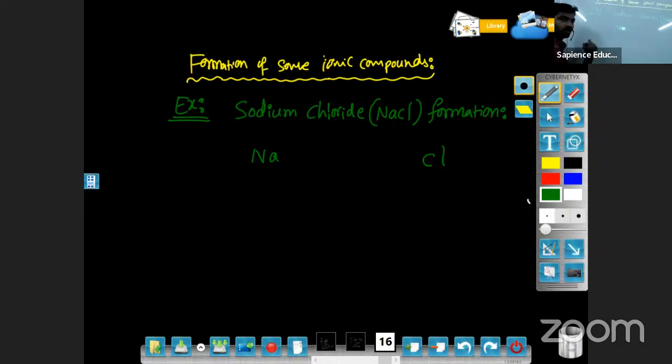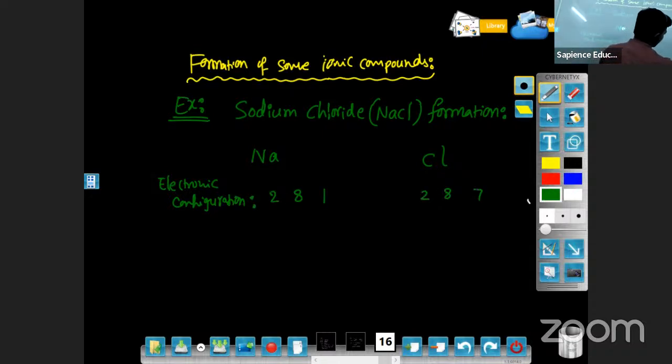Here write electronic configurations. Sodium is 2 8 1, chlorine is 2 8 7. Now I am showing an arrow mark. Look, this one electron is given to chlorine. So the electron is going here. Sodium is losing an electron now, and by losing an electron it gets the nearest noble gas configuration. Which one? Neon. You have to say that.